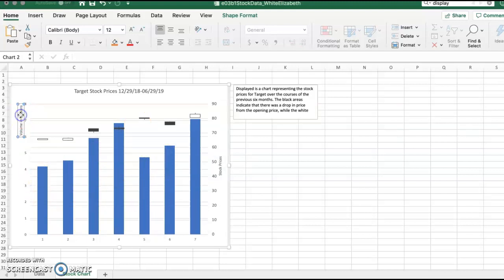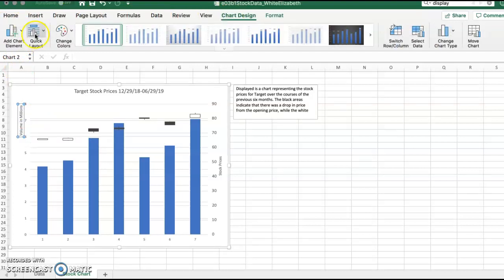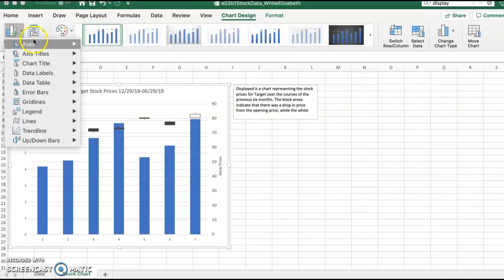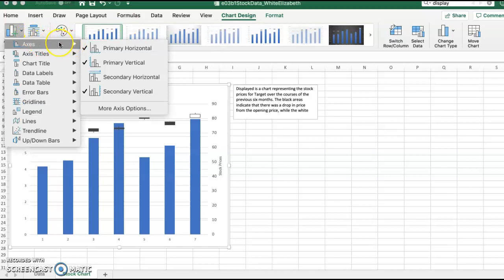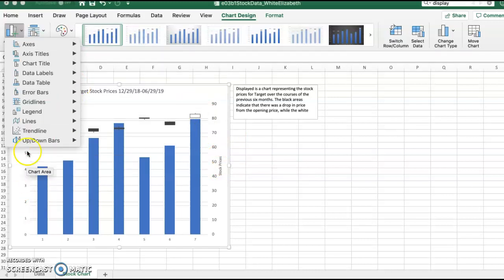I did this when I went to Chart Design and into the elements. It was really interesting, actually. You can edit these axes, which I had no idea about previous to this assignment. You can do the secondary vertical, which is the stock prices, and the primary horizontal, which is this.